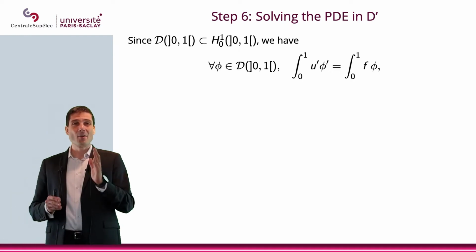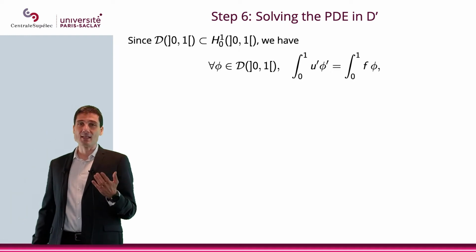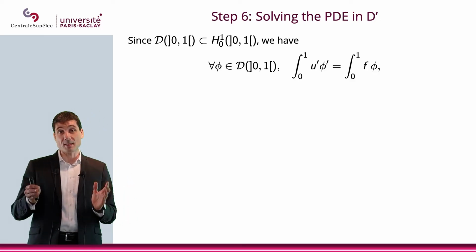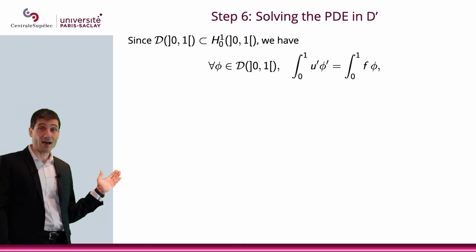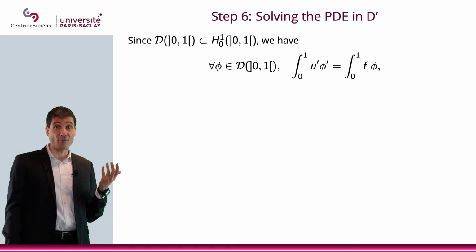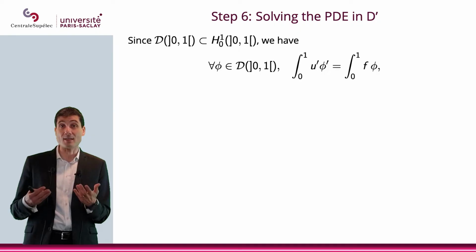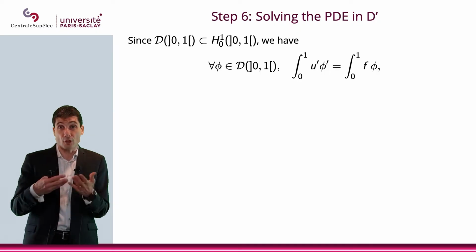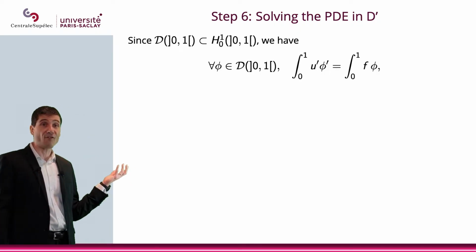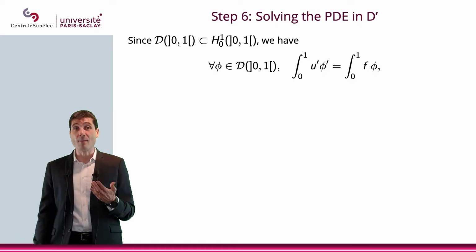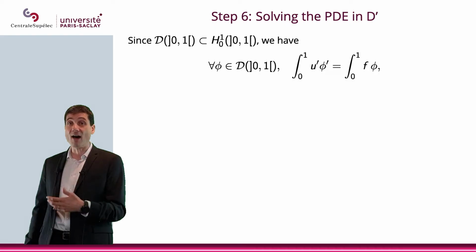All right, so the space of bump functions is included in H¹₀. What I'm saying is that if the variational formulation can be applied for all elements in H¹₀, then it must be true for a subset. And so for all φ in D, the integral from 0 to 1 of u′φ′ equals the integral from 0 to 1 of fφ.